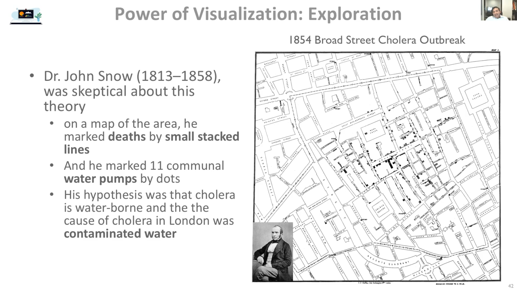A physician named Dr. John Snow was skeptical about this theory. So, on a map of this area in London, he marked deaths by small stacked lines like these that you can see. And he marked 11 communal water pumps with dots like this one and 9 others. His hypothesis was that cholera is waterborne and the cause of cholera in London was contaminated water.